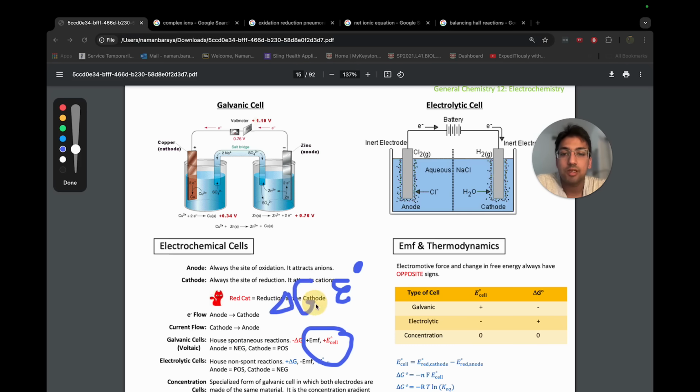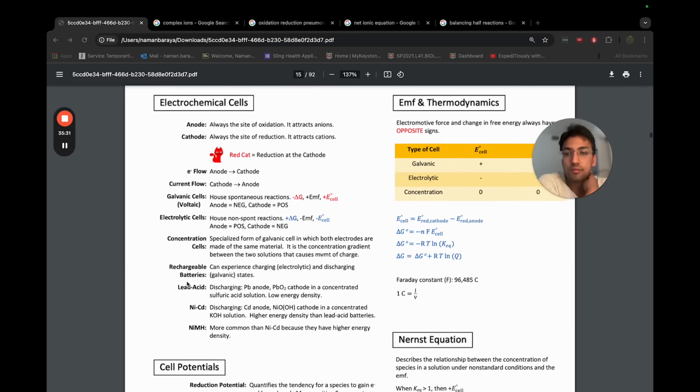It's representing the same thing as Gibbs free energy. It's just more specific for a battery or electron situation. Now, electrolytic cells are non-spontaneous, positive delta G. So like Gibbs free energy, it's a non-spontaneous reaction. Now we have concentration cells, which are just specialized forms of galvanic cells in which both electrodes are made of the same material. It's actually just the concentration gradient between the two solutions that causes a movement of charge.